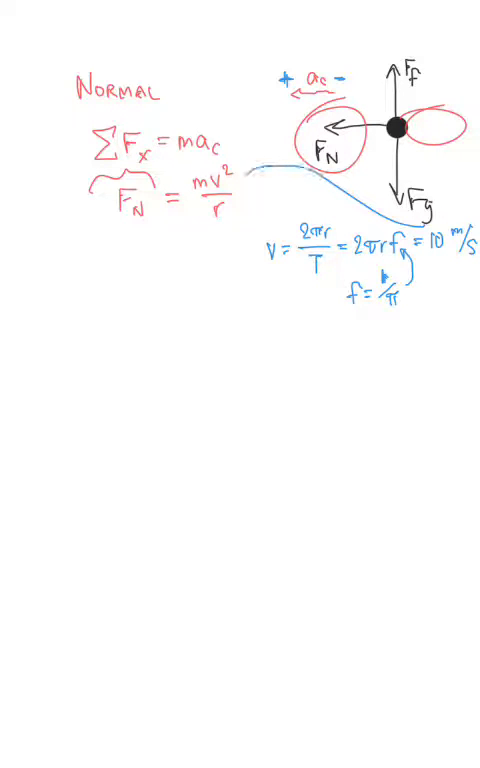So we can take that and plug it in up here, which means that the normal force exerted on the woman is going to be her mass, which is 70, times the v, that's 10 squared, divided by the radius of the room, that's 5. So we have 70 times 10 squared, that's 7,000 divided by 5, which is equal to 1,400 newtons. So that's the amount of the normal force acting on the woman.